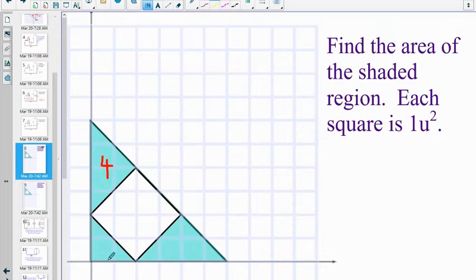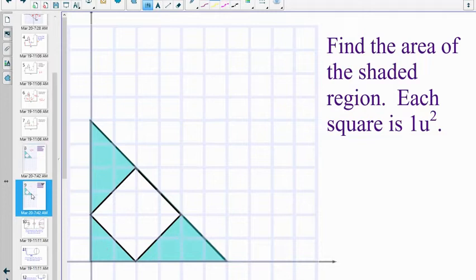This one has a base of 2 and a height of 2 also. 2 times 2 is 4. And then divide by 2 because it's a triangle to get an area of 2. And then this one has a base of 4 and a height of 2. 4 times 2 is 8, divided by 2 is 4. So 4 plus 2 plus 4 gives us an area of 10 square units.